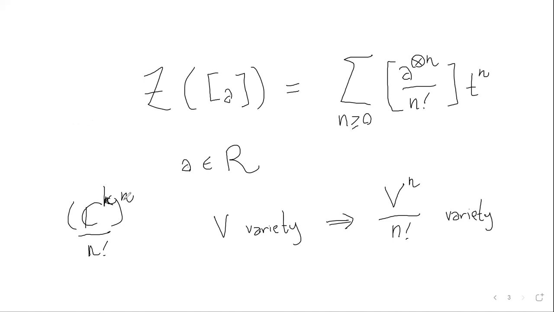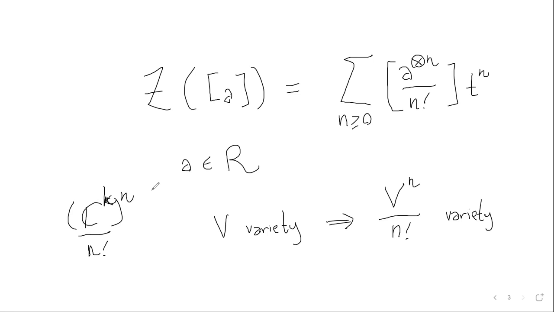I guess we're very familiar with C to the n over n factorial, which is what you see when you're studying roots of polynomials and the Weyl group of the A_n. Yeah, there's something like that. But anyway.